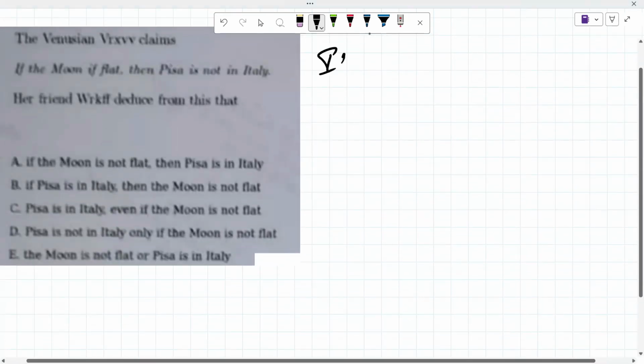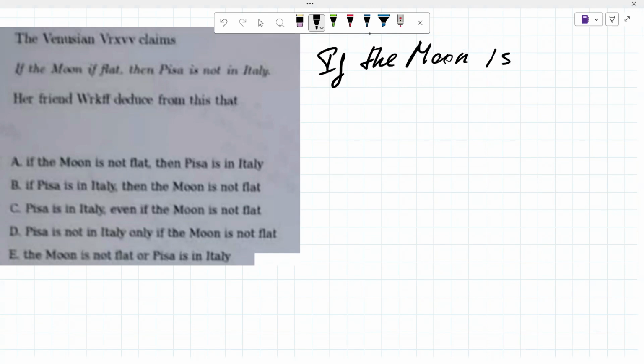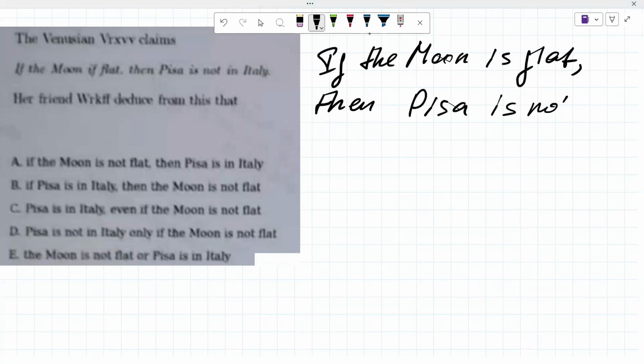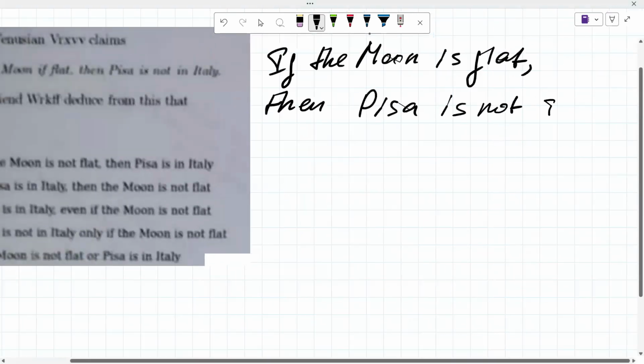It says, if the moon is flat, then Pisa is not in Italy.